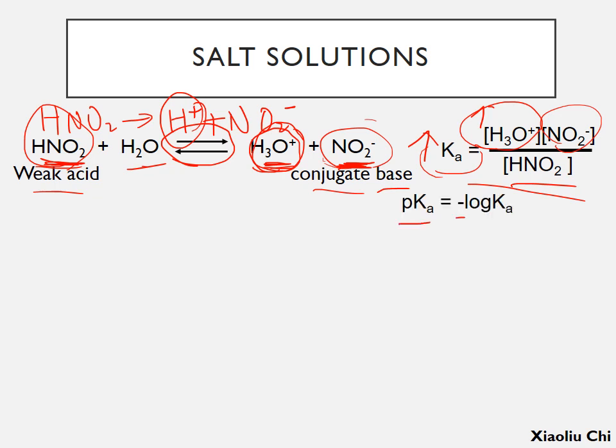Okay. Now we can define a concept called pKa. pKa is negative log Ka. So the larger the Ka, the smaller the pKa, because you have the negative sign. So a stronger acid gives you a larger Ka but a smaller pKa. All right.